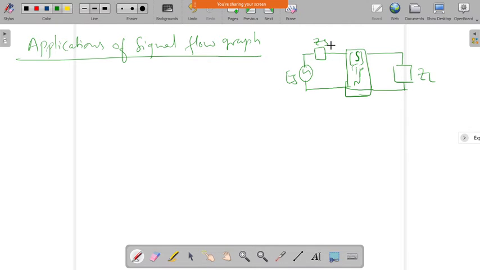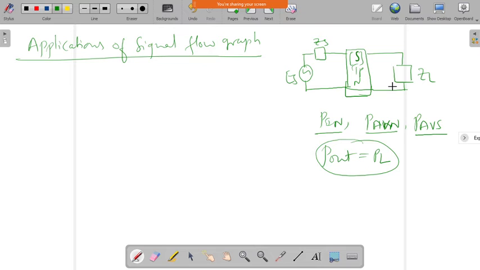So now we have different powers: the input power and the available power. What is the input power going to the network, and what is the available power from the network and the available power from the source? This is the input power, and we also have the output power, or we can write it as the load power, the power which is available at the load side.